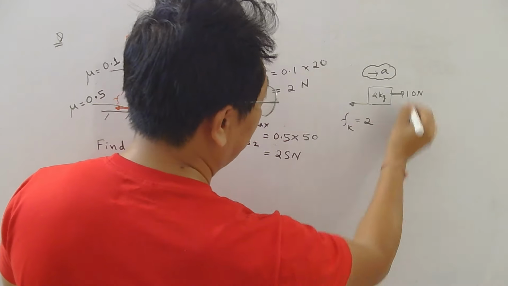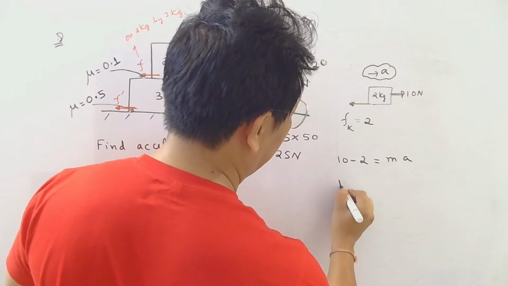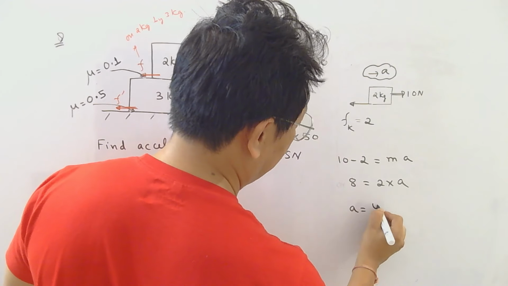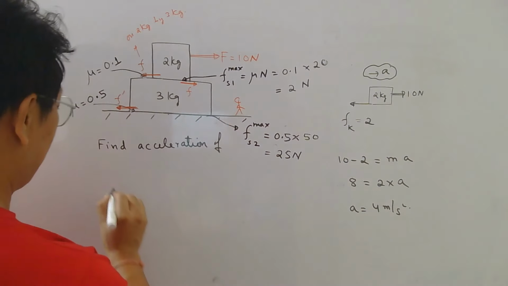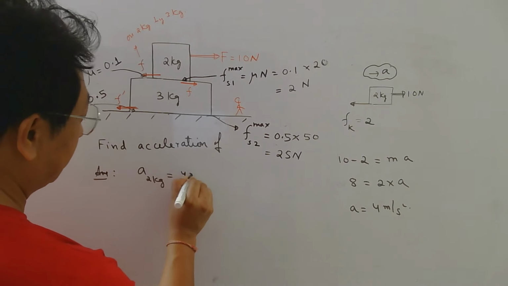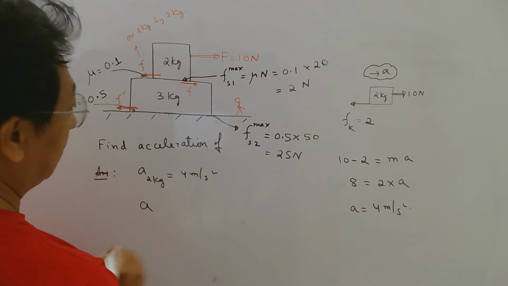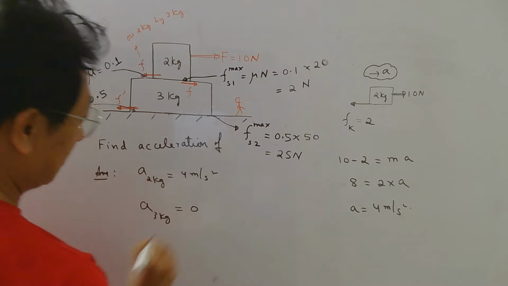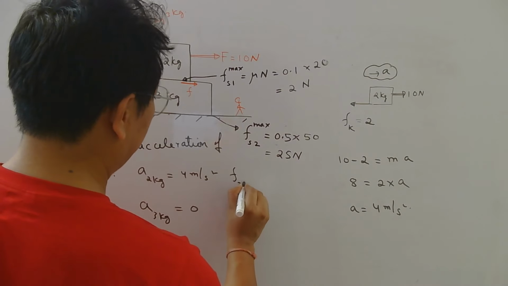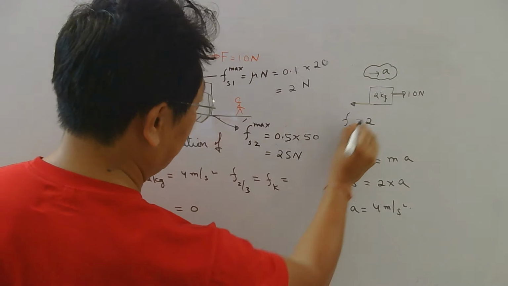Now write Newton's law. Total force is 10 minus 2, right and left, that equals m into a. So this is 8. Mass of the upper block is 2, so acceleration is 4 meter per second square. So what are the answers here? Acceleration of the 2 kg is 4, right? Then acceleration of the 3 kg is not moving, 0, right? Then friction between the 2 kg and 3 kg block here is kinetic, which is 2 Newton, right? This is the answer.